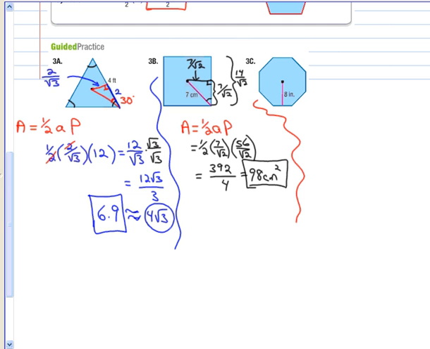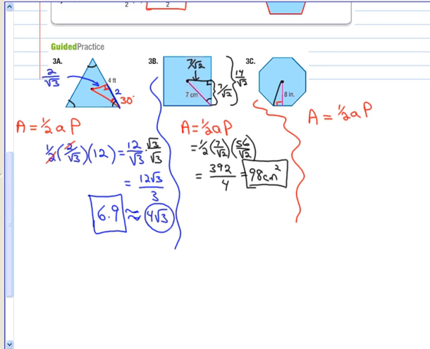So let's try this one. Okay, again, we know area is 1/2 apothem times perimeter. So I need to figure out where my apothem is. Right here to make a nice... Whoa, that is an apothem, isn't it? That's what you started to tell me. That is my apothem. Now I want to make triangles, so I'm going to draw it right there.